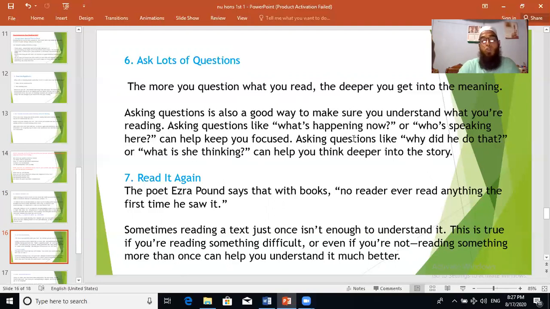It depends on the story or passage. What are you reading? What type of information is there? You can ask this type of questions. You have to read it again.